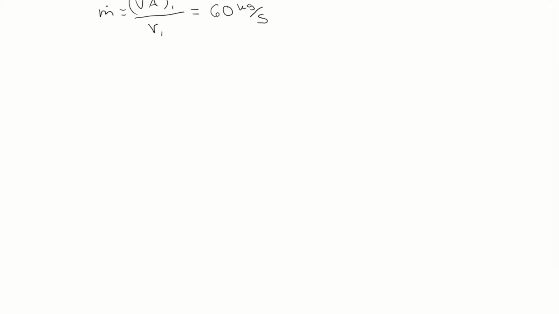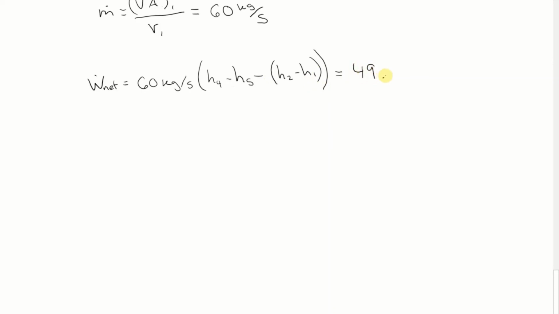Okay, this means our net work is going to be equal to that 60 kilograms per second times H4 minus H5, which was our turbine power, and then minus H2 minus H1, which was our compressor power required. So when we plug in all the values we found for this, we'll get 49.292 megawatts.